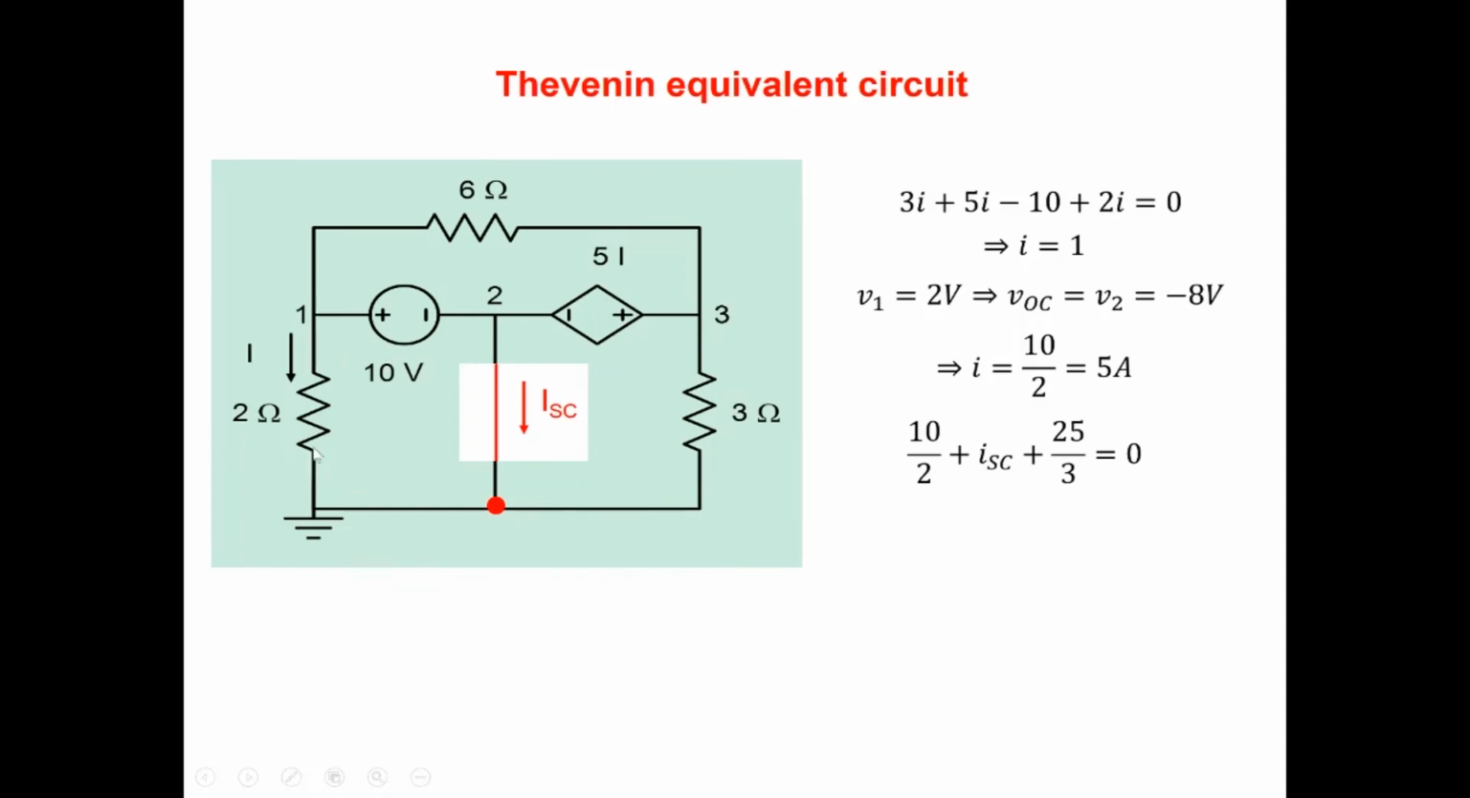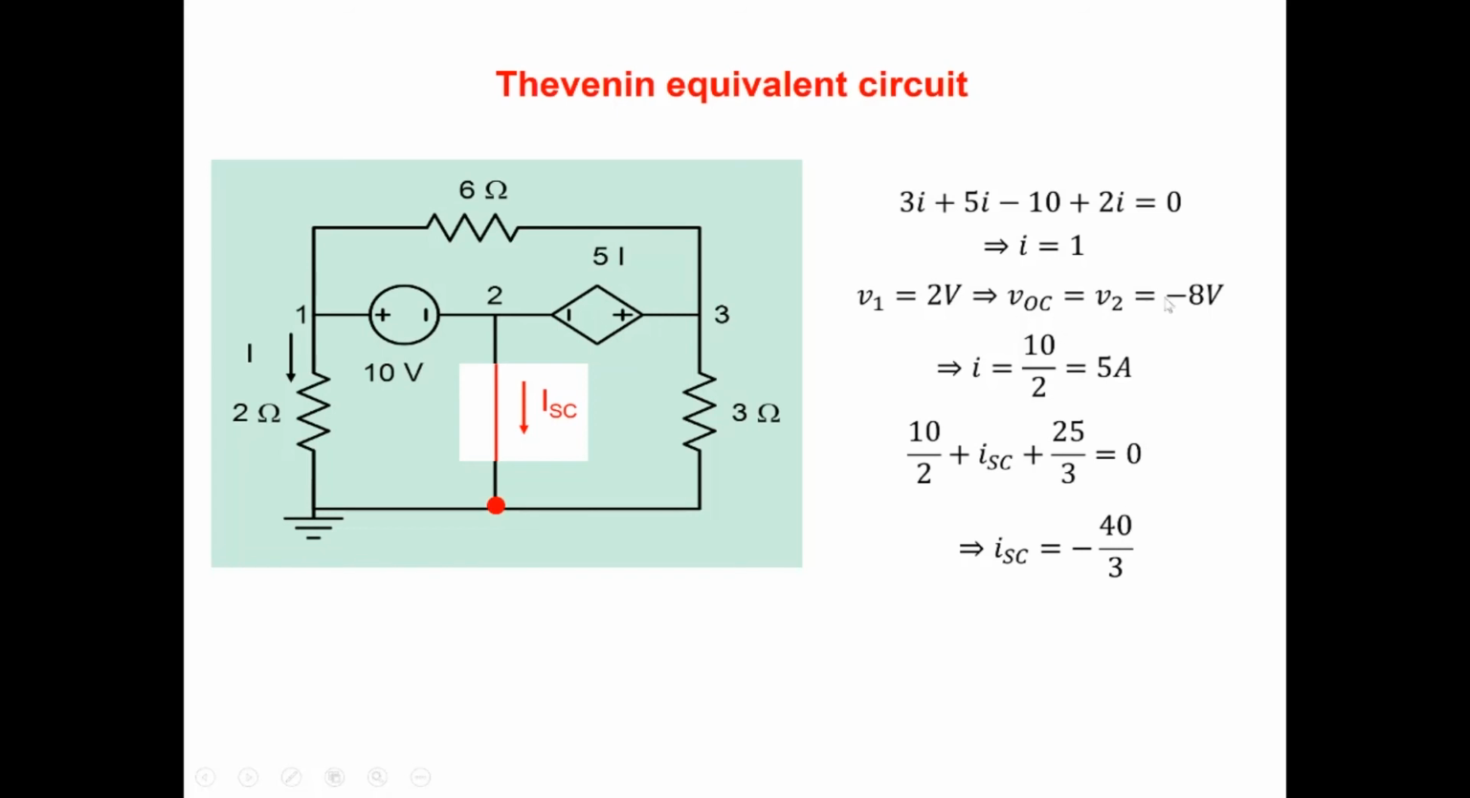So entering from here is 10 by 2. From this side is ISC, and from here is the current that is entering from here. Note that we need the voltage at this particular node, and because this is 0, the voltage at this node is 5 times I, and that's why we had calculated I, which is 5 amperes here. So the voltage at this particular node becomes 25 volt. So that's why the current coming from here is 25 by 3. So we solve this and we get ISC, the short circuit current, is minus 40 by 3.